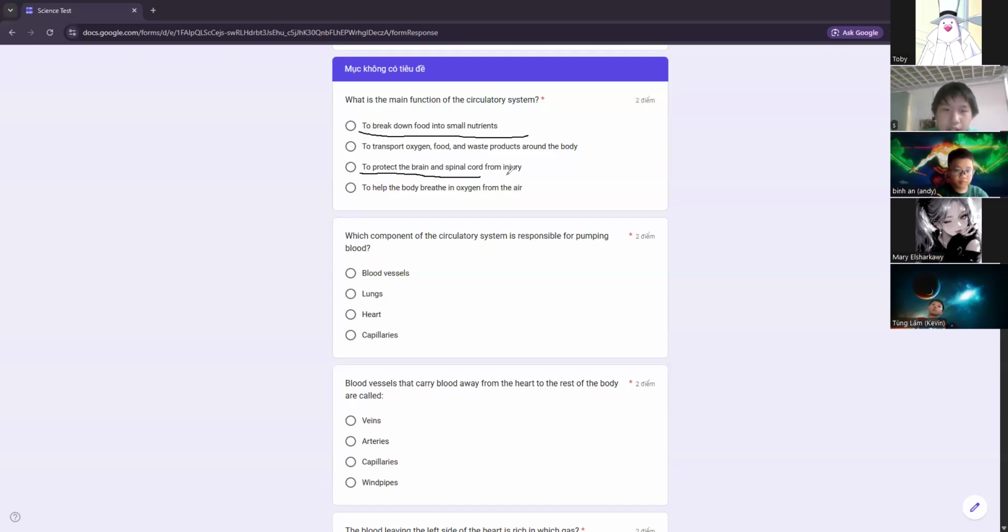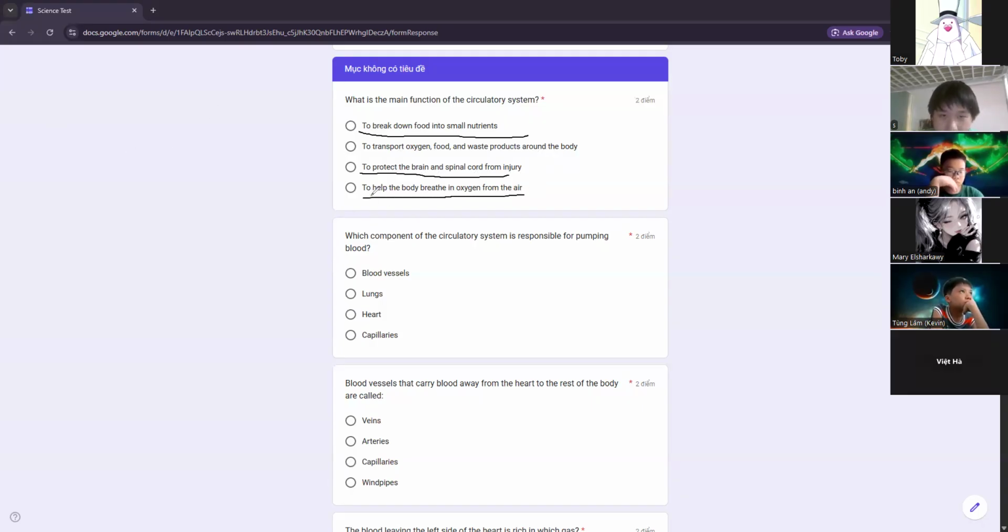The third option is the skeletal system, mainly the spine and the skull. And finally, this is the respiratory system, and that means that this has to be the right option, as the circulatory system transports blood, which usually has oxygen in it, towards the body. All right.